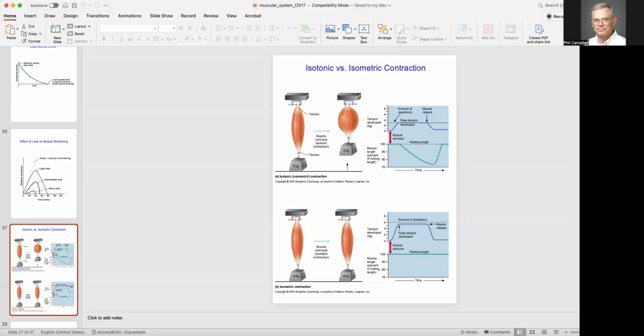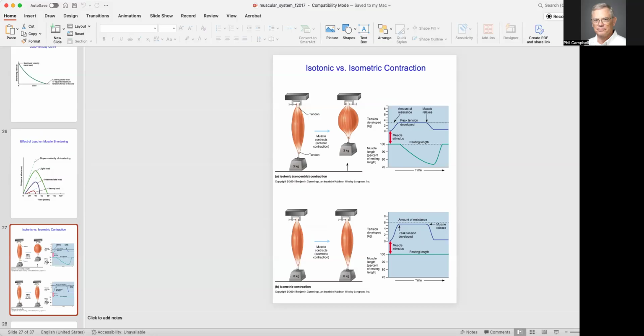So what you see over here is that we're generating tensile force of 3 kilograms, which is enough to overcome load resistance, and the muscle shortens physically, and we lift the weight. That's isotonic, which means that we can get a physical shortening of the muscle.